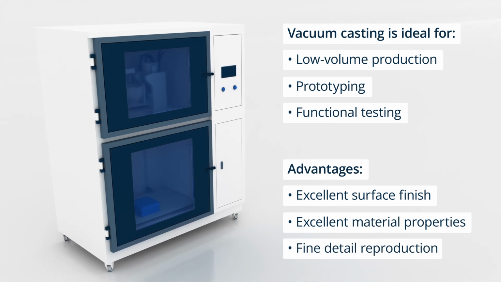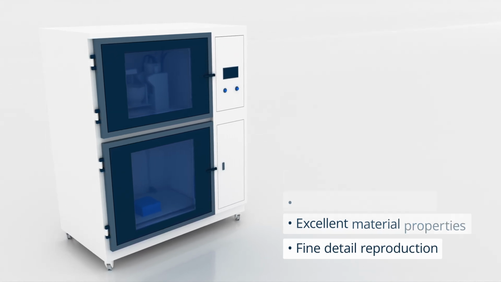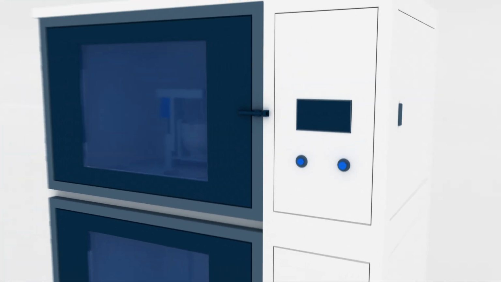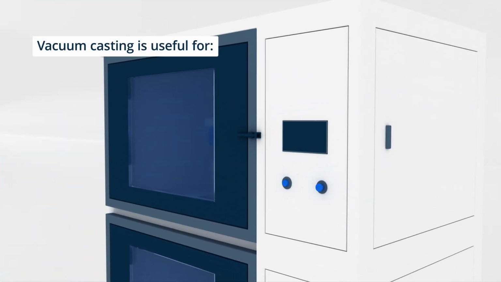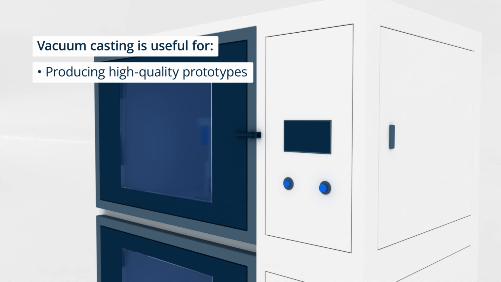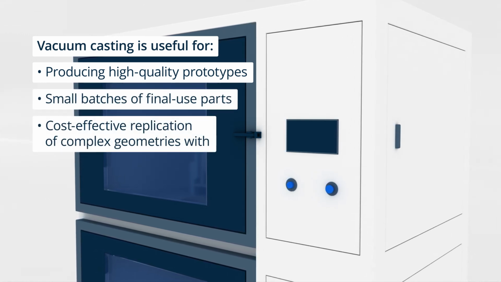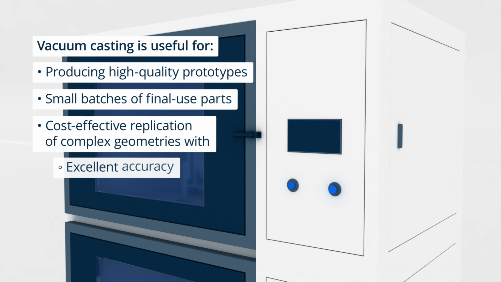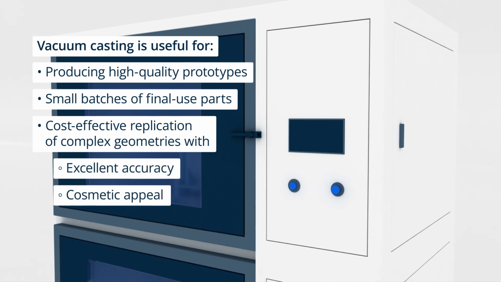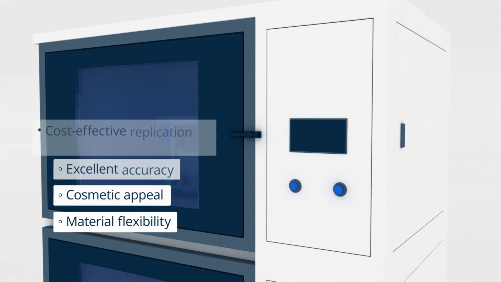Vacuum casting bridges production between 3D printing and plastic injection moulding. Vacuum casting is especially useful for producing high-quality prototypes or small batches of final use parts. It enables cost-effective replication of complex geometries with excellent accuracy, cosmetic appeal, and material flexibility.